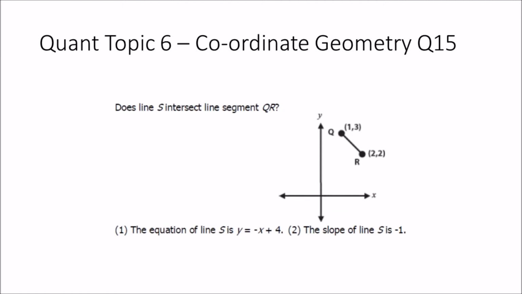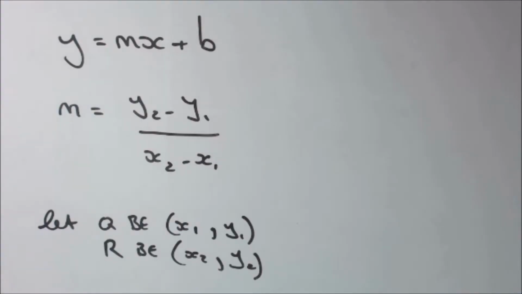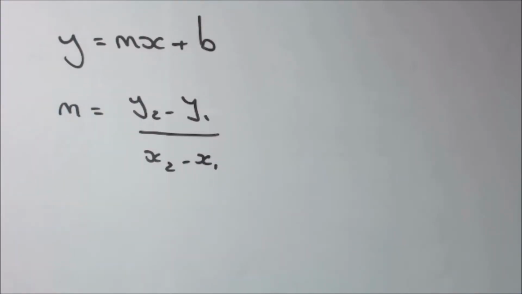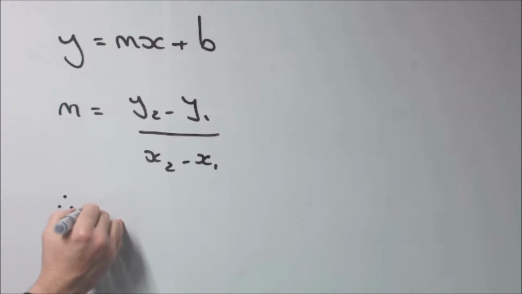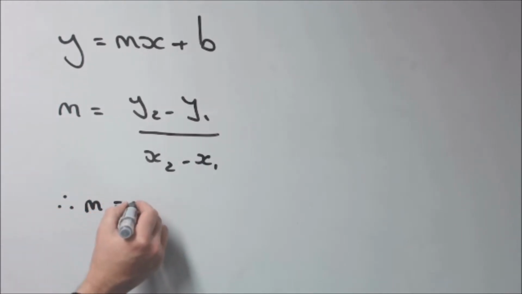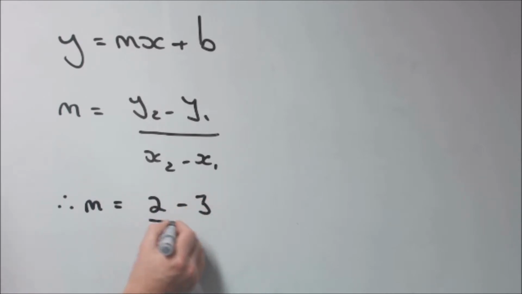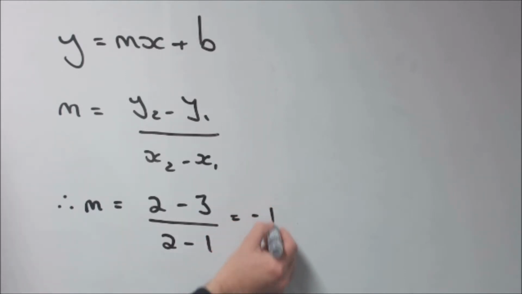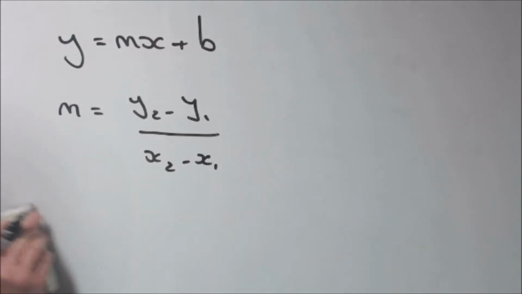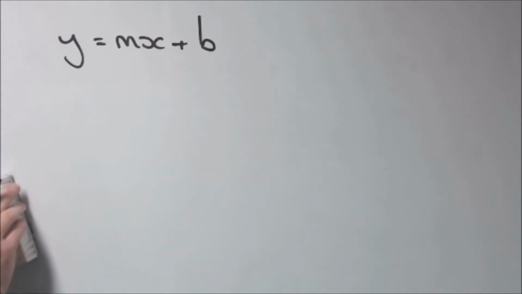So first of all, let's put the values for the coordinates into the m formula and calculate m. In this case, I chose x2 to be 2 and y2 to be 2, in other words point R, and x1 to be 1 and y1 to be 3, as in point Q. As you can see, we simply put those into that slope formula to get a slope of -1.